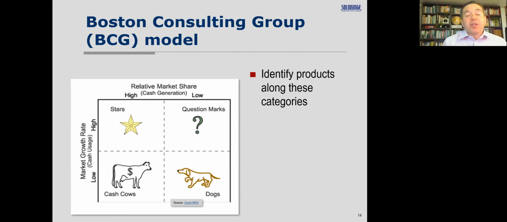So if you have products, you want to identify your products in your mix along these categories and allocate resources accordingly. So build, hold, harvest, divest. Build would be the stars, hold would be the question marks, harvest would be the cash cows, and divest, in other words eliminate, would be the dogs. So identifying these categories can be a way of allocating your resources and a strategic framework.